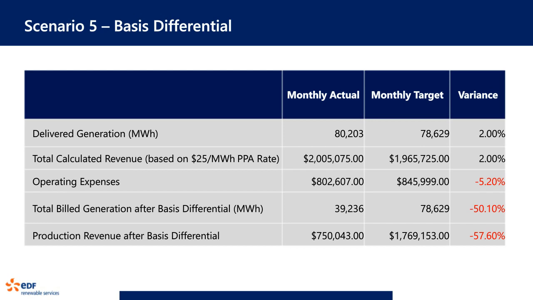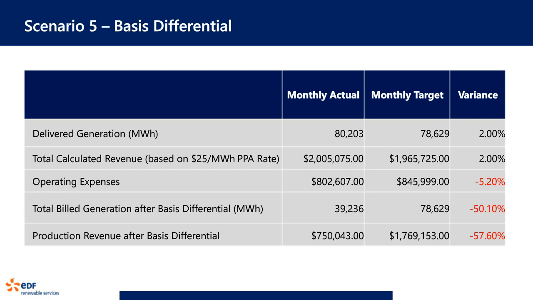It indicates a massive financial loss for the project for the month, and it's just always a hard pill to swallow. So we know we have an issue here, and we know we have a big issue. We've looked at our delivered generation. We know it's above budget. We've looked at our operating expenses. We know that it's slightly below budget, but nowhere near this 57% delta that we see for our revenue. And we know that our total calculated revenue, which we do just to double check, is also 2% above budget. So I think most people would look at this and say there must be something going on with whatever this basis differential is.